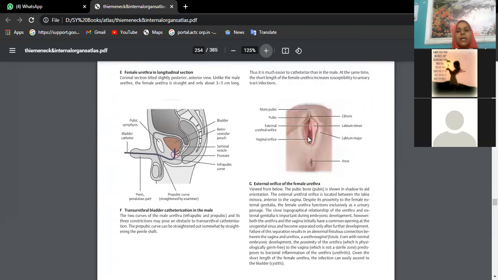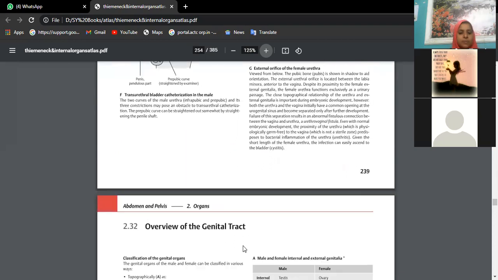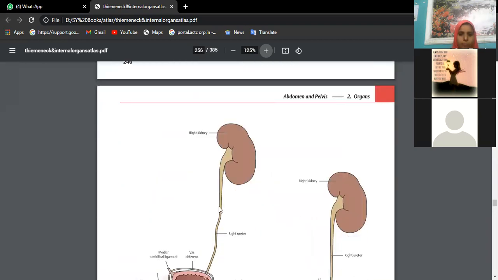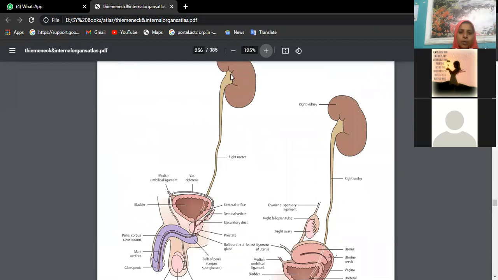Okay, this is the female external genitalia where you will see the opening of the urethra, the external urethral orifice, above the vaginal orifice. Okay, so the ureter is shown exclusively. This is the renal pelvis, then the abdominal part of the ureter. Then its journey is pelvic, when it enters the pelvic cavity, the pelvic part of the ureter. Then it enters into the wall of the urinary bladder and opens on either side of the trigone. That is the intravesical part of the ureter.